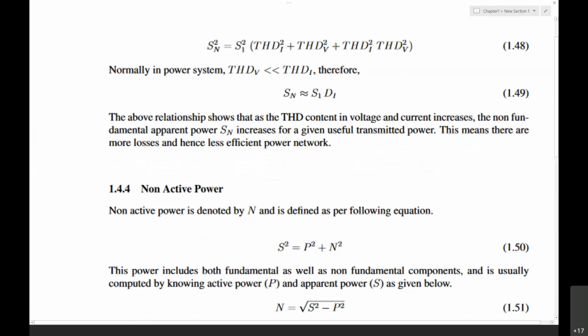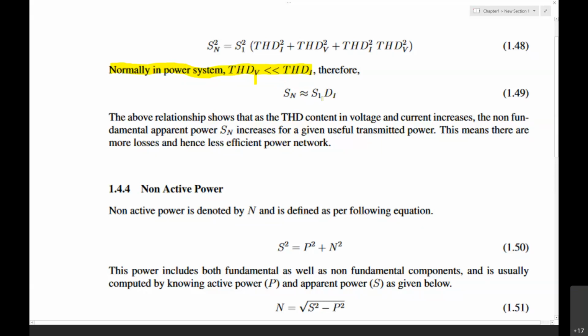And we can make an assumption, I mean a consideration, which in general what we have seen: the THD in voltage is very much lesser than the THD in current. It's not like that you cannot consider the THD in voltage also. I am just neglecting the distortion in voltages here. So now what happened was SN is equal to only S1 into the distortion in current alone.